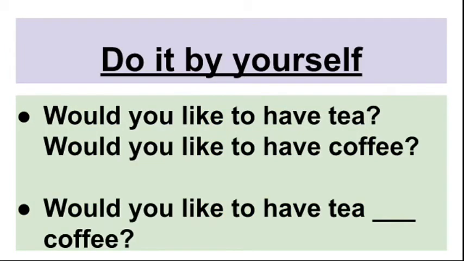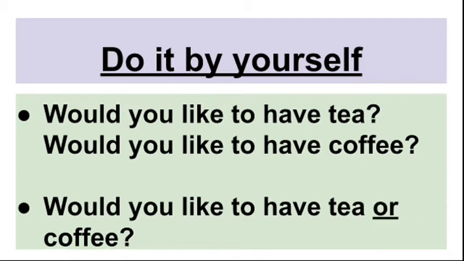Do it by yourself. Would you like to have tea? Would you like to have coffee? Now here, two choices are being given. That is, you have tea and you have coffee. What would you like to have? So, we can join these two questions by a joining word, and that joining word is or. So, we can say, would you like to have tea or coffee?